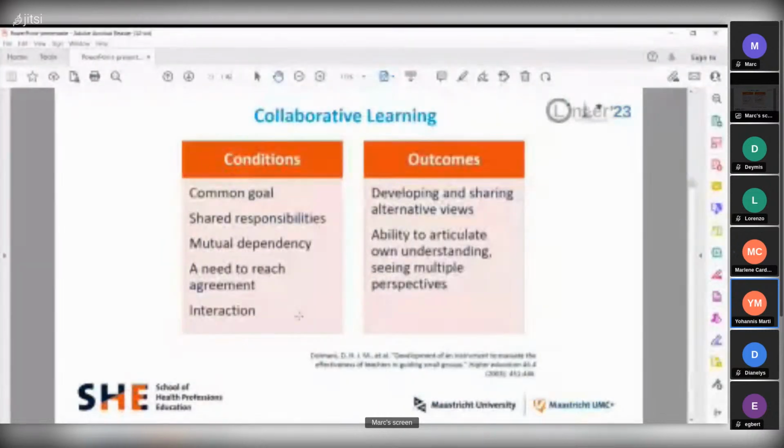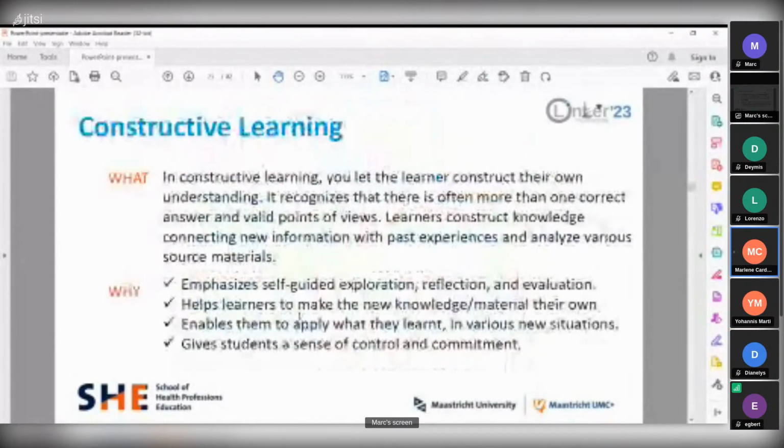Then the next one is constructive learning. And I'm going to pause for a moment so that you can think for yourself what a benefit would be of constructive learning. So knowledge is constructed by each person in their own way, based on what you already know, and it's strongly influenced by your social environment. What you know is what you see.